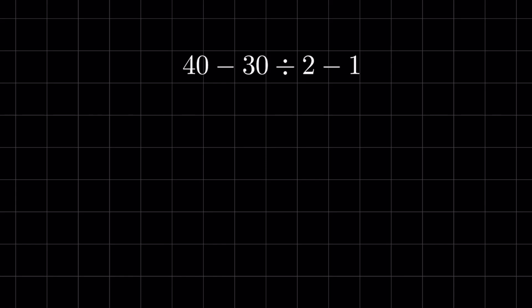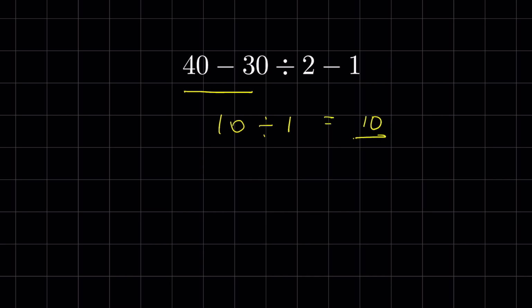40 minus 30 divided by 2 minus 1. How would you solve this? Are you doing it like this? 40 minus 30 is 10, then 2 minus 1 is 1, and 10 divided by 1 is 10.